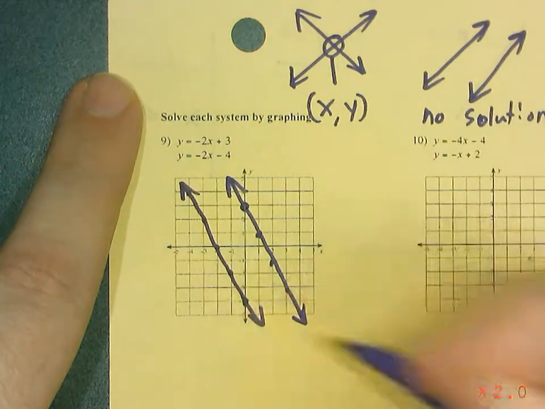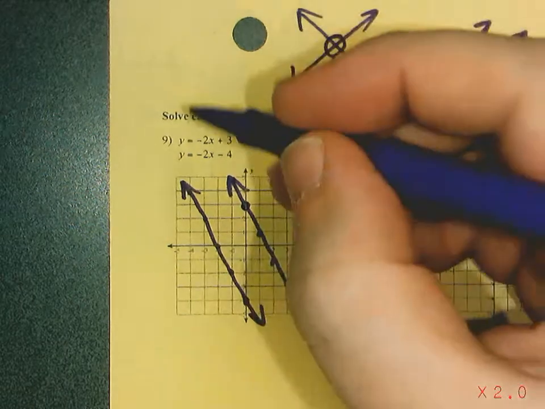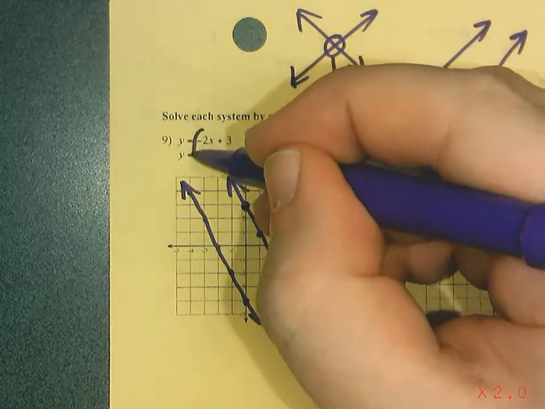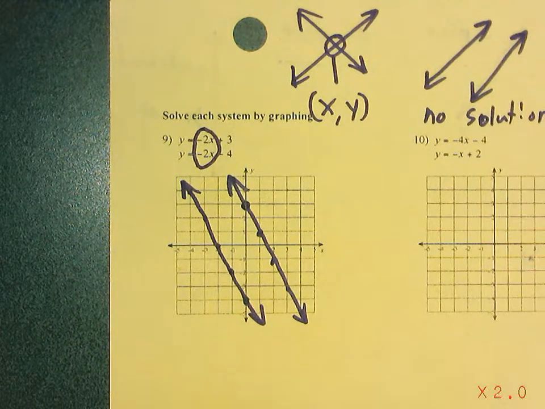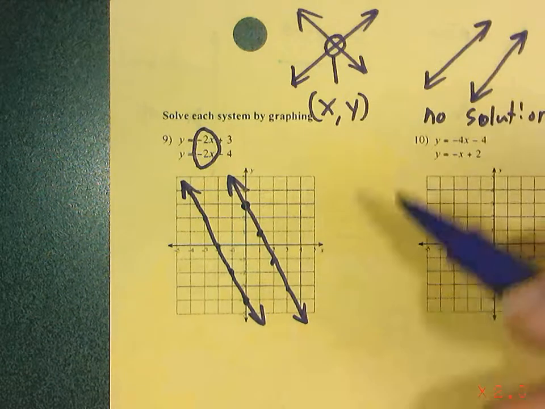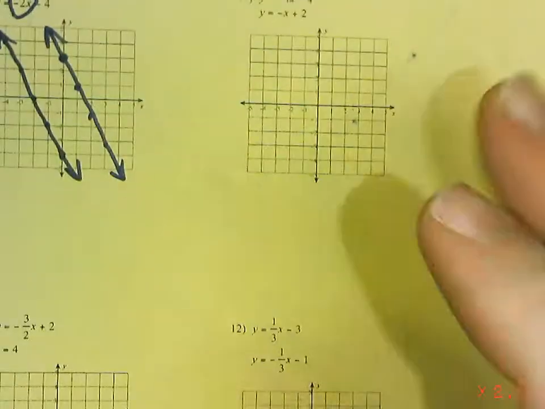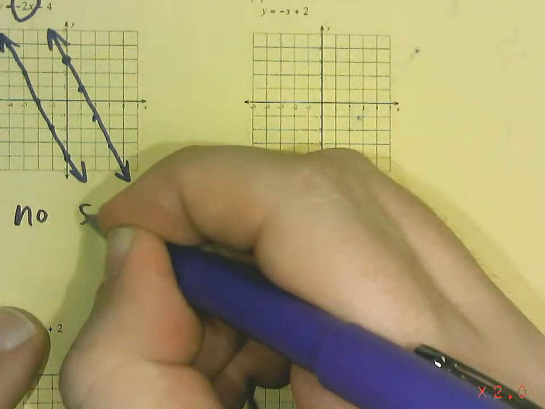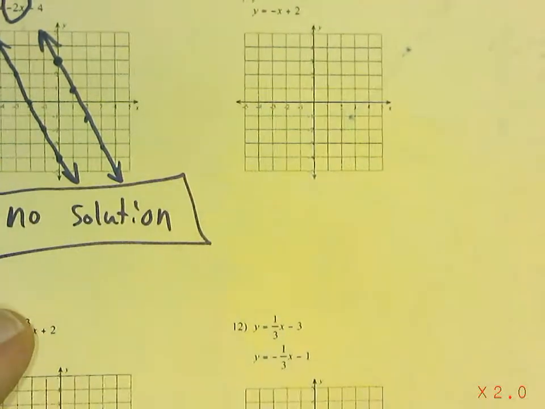So I look at these lines, they are parallel, right? And again, I could figure that out just by looking at my equations. They have the same slope. If they have the same slope, that means they are increasing or decreasing at the same rate. If they're going at the same rate, that means they're never going to touch. So parallel lines, remember, are going to be no solution. And that would be my answer for this one. Okay.